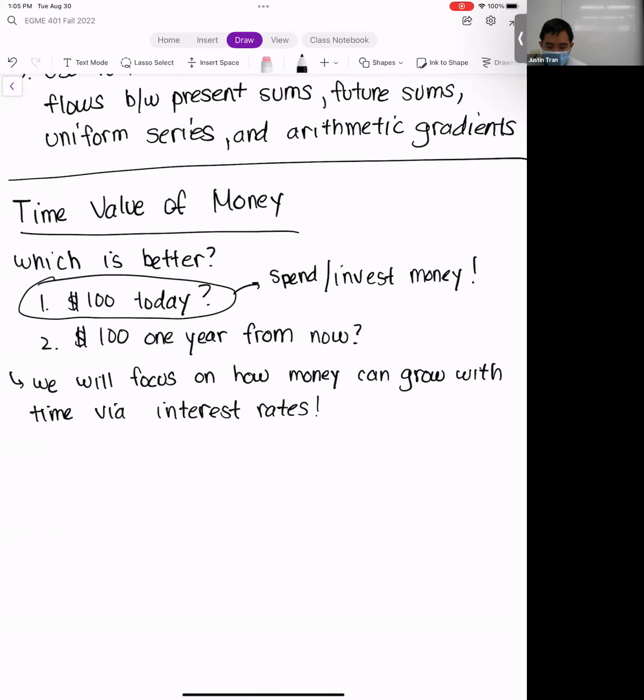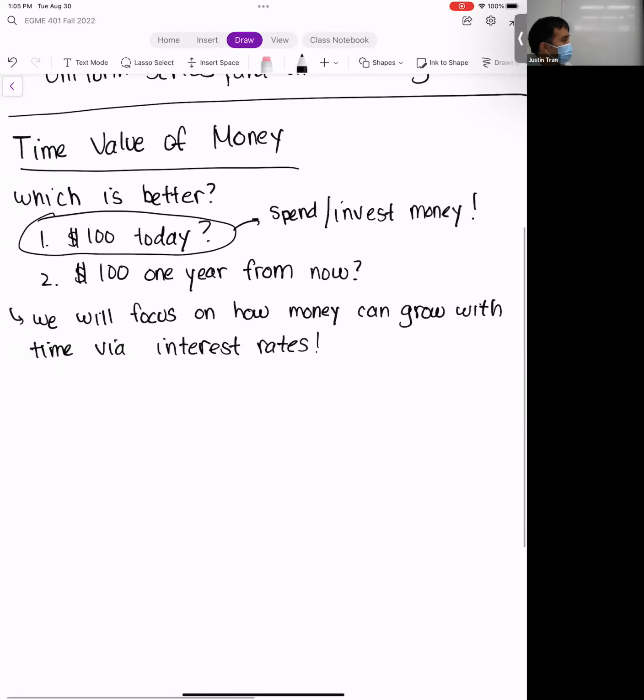But the important takeaway I want you guys to know is that money's value doesn't stay stagnant over time. And so, depending on what you do with the money, its value is going to change.